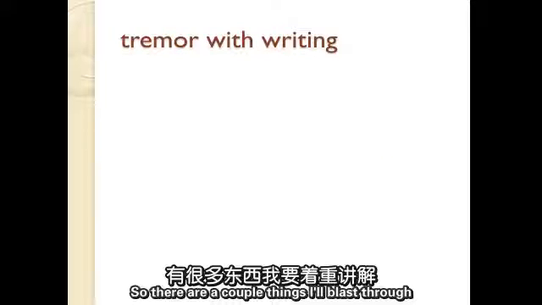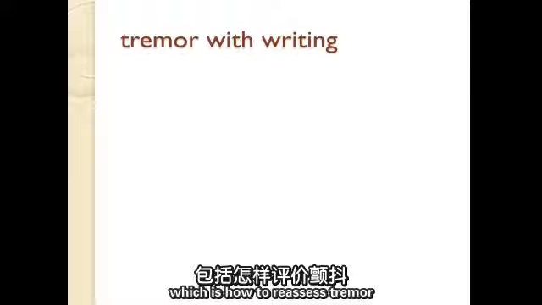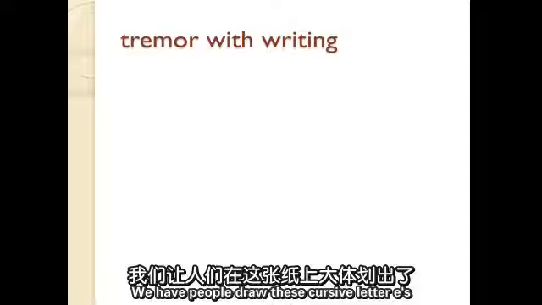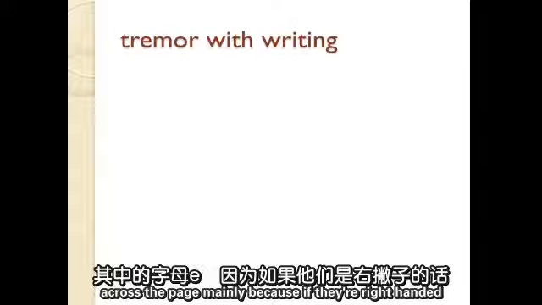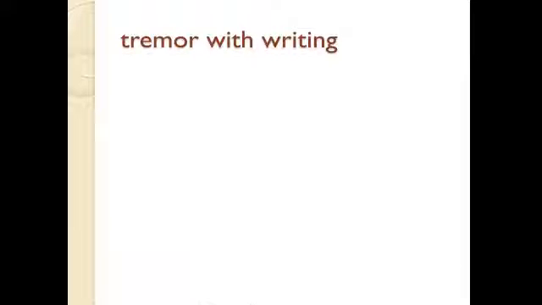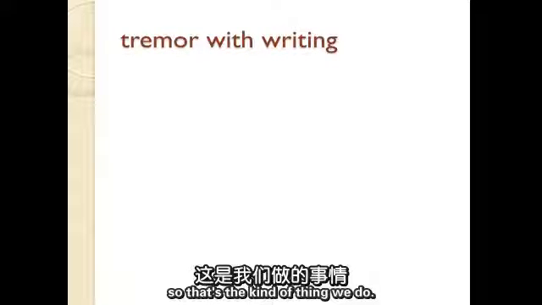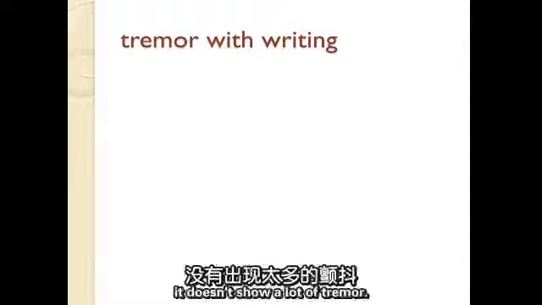So there's a couple things I'll blast through, which is how do we assess tremor, and this is one of the things we do. We have people draw these cursive letter E's across the page, mainly because if they're right-handed, they don't know how to write with their left hand very well. So that's the kind of thing we do, and that looks fairly smooth. It doesn't show a lot of tremor.